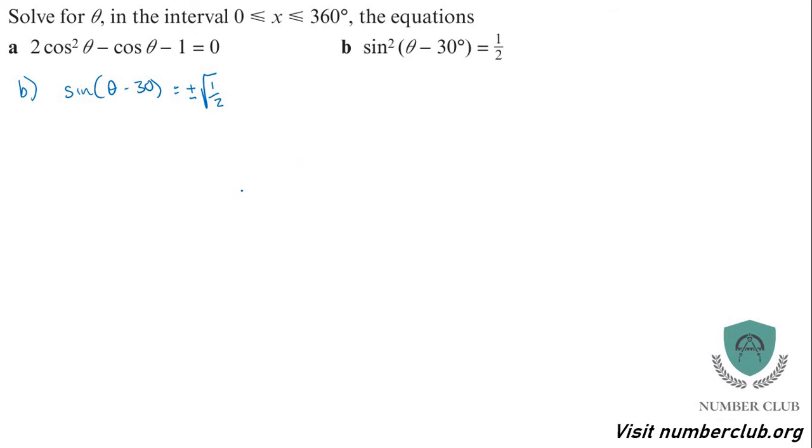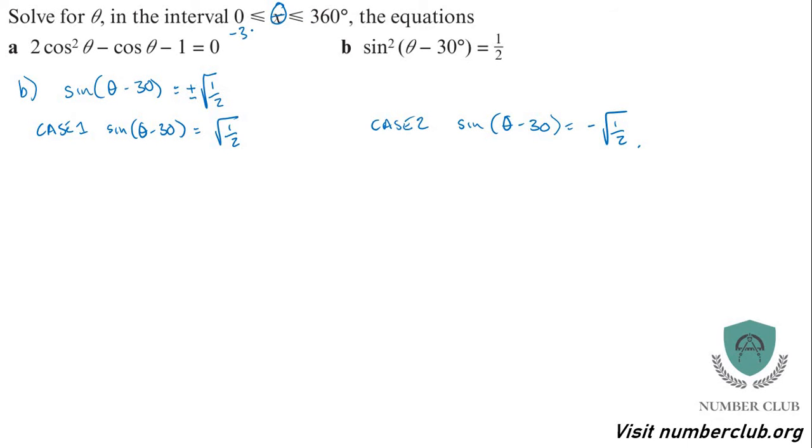So straight away we get two different cases. Case 1, which is sine of theta minus 30 is equal to positive root 1/2. And then case 2, which is sine of theta minus 30 is equal to negative root 1/2. Okay, so we'll solve them each individually. If you're dealing with theta minus 30, if this was theta, well, theta minus 30 would be negative 30 up to 330. So we need to find the solutions that land in there. All right, so let's find out what we've got.